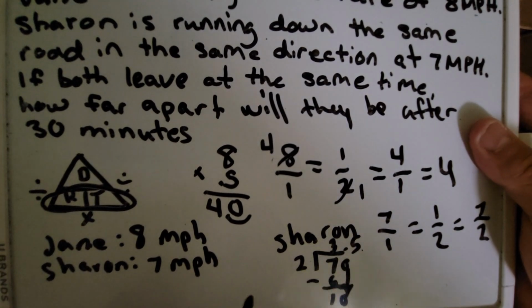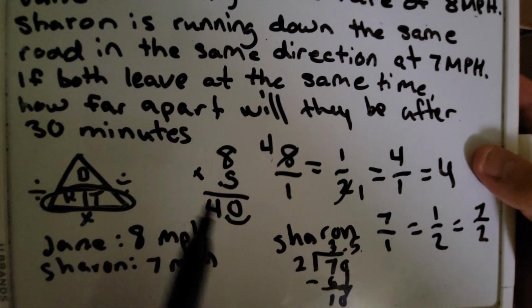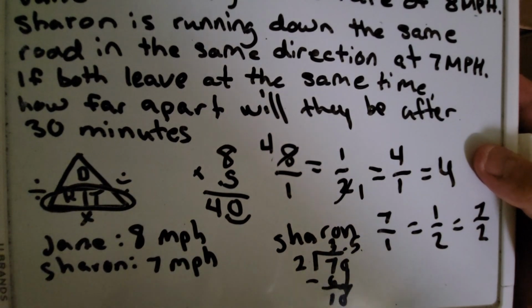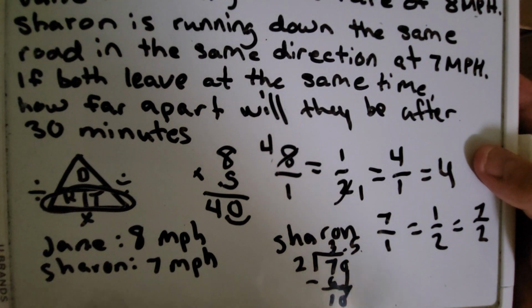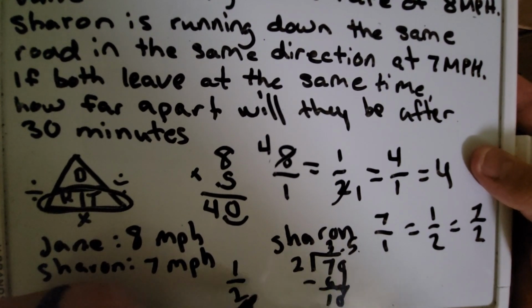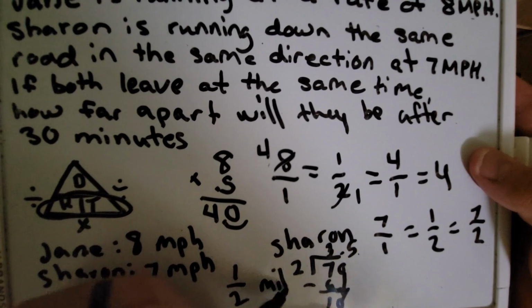So in 30 minutes, it's asking how far apart they'll be. Well, the answer to that is half a mile. They will be 1/2 of a mile from each other.